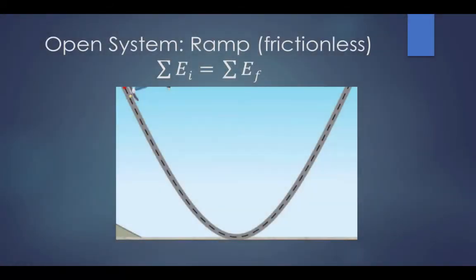Another example of a closed system would be a skateboarder riding up and down a half-pipe. Notice how the boarder returns to the same height each time. 100% of the mechanical energy is being transformed from kinetic into potential and back again.